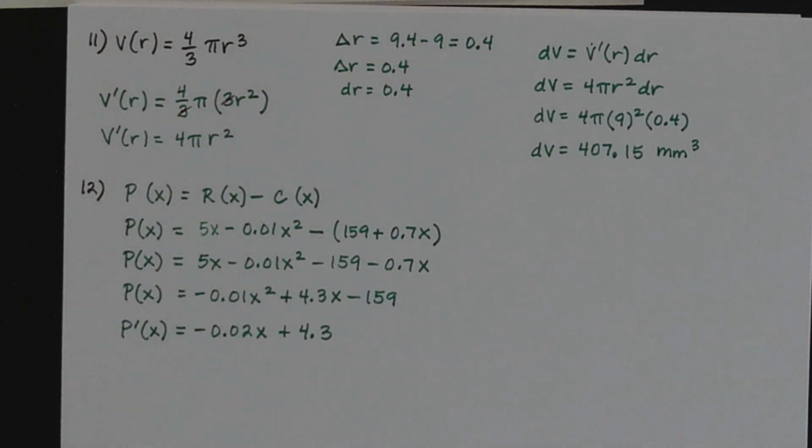So in this case, for the marginal profit function, you have to do revenue minus cost first, and then whatever you get for that, you'll take its derivative. Any questions on number 12?